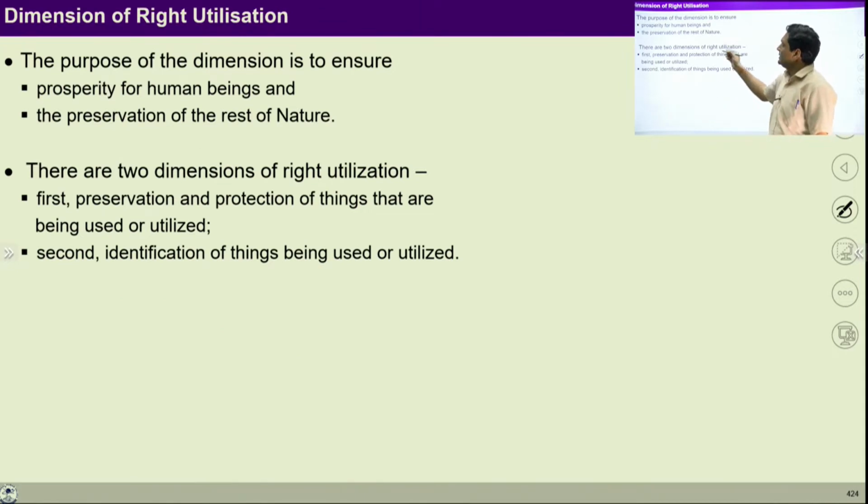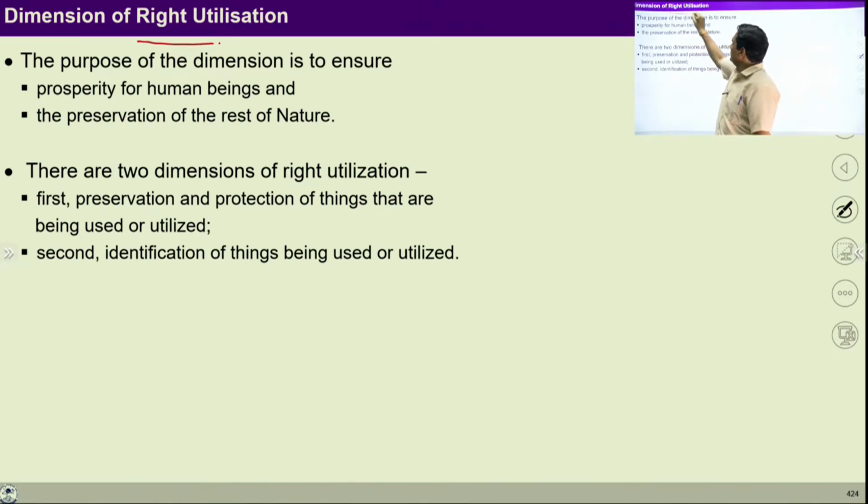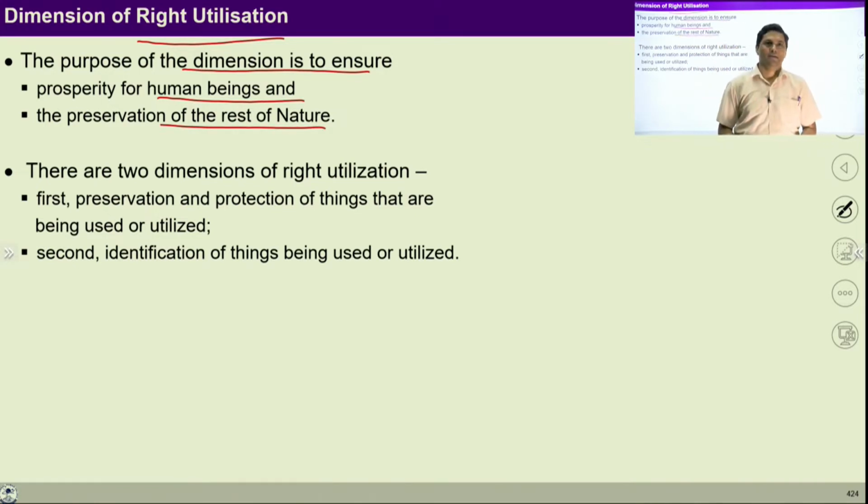If you see this right utilization, first we will start from the purpose of this dimension. What is the purpose of this dimension of right utilization? There are primarily two purposes to ensure this right utilization. Number one, ensuring prosperity for human being and ensuring preservation of the rest of nature.